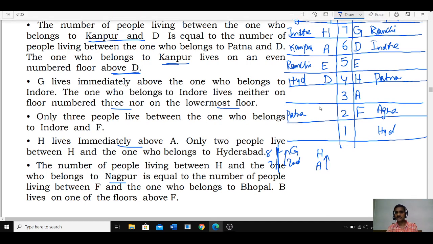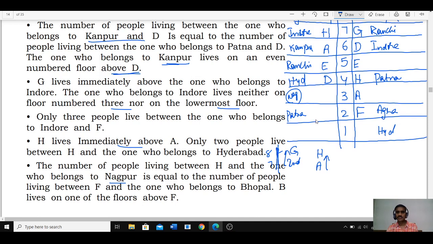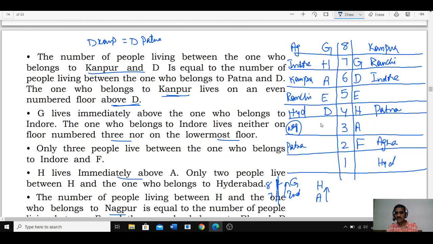F ki Bhopal ki మధ్యలో ఉండాలి. H and Nagpur, H ఇక్కడ తీసుకున్నాం కాబట్టి నాగ్పూర్ వీటిలో ఎక్కడైనా ఉండాలి. ఇక్కడ నాగ్పూర్ అయ్యి ఉంటే H కి నాగ్పూర్కి ఎంతమంది ఉన్నారు చెప్పండి మధ్యలో? H కి నాగ్పూర్కి మధ్యలో 3 people. కనుక ఇక్కడ F కి అండ్ భోపాల్కి మధ్యలో 3 people ఉండాలి. F ఇక్కడ ఉంటే భోపాల్ ఇక్కడ ఉండాలి, నాట్ పాసిబుల్ ఎట్ ఆల్, ఇజంట్ ఇట్? అండ్ దిస్ కేస్ ఈస్ కంప్లీట్లీ రూల్డ్ అవుట్.